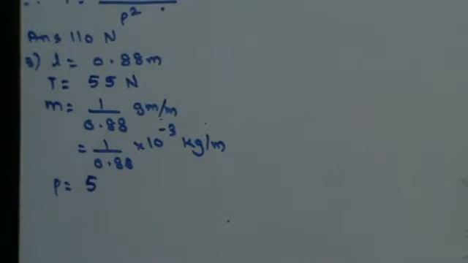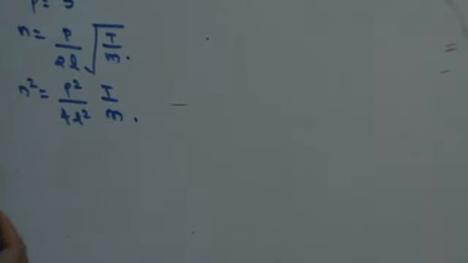This is a replica of the previous sum. I can say that n is equal to P upon 2L square root of T by M. Squaring both sides, n square is P square upon 4L square T upon M. What have they asked you to find out? The frequency. I didn't need to square it. I have all the values, so I can just directly substitute and get the answer. The answer for this should be 625 Hertz.